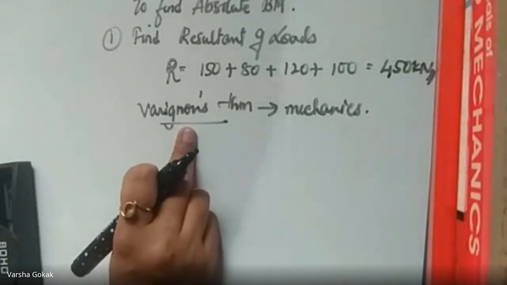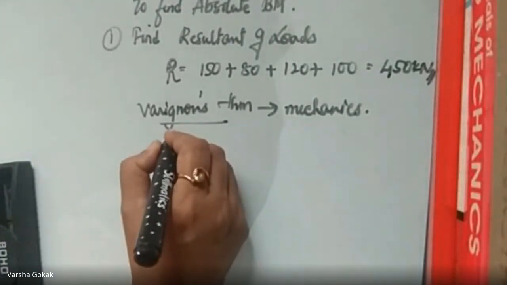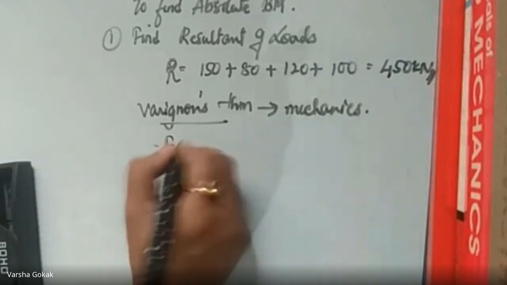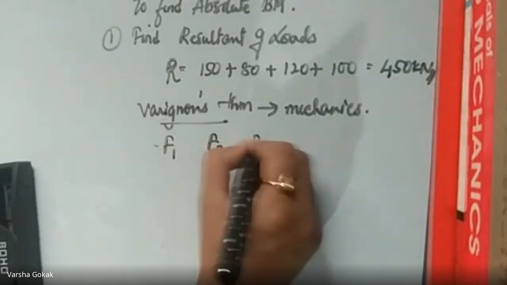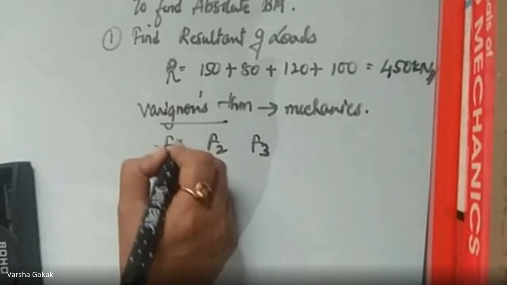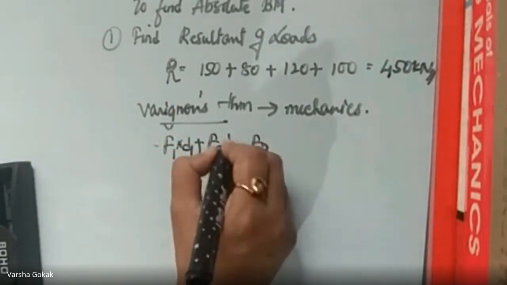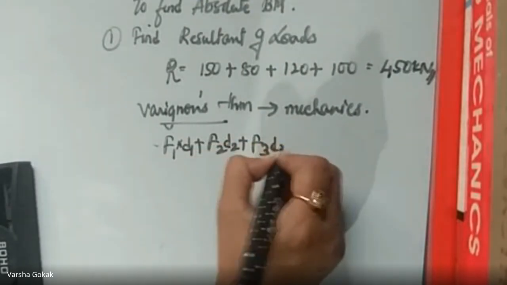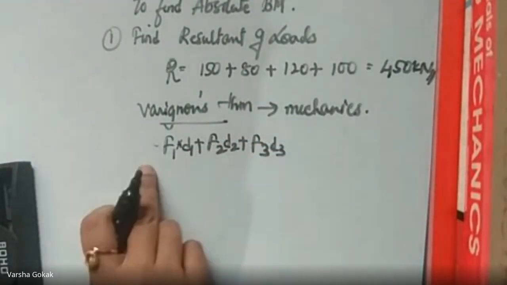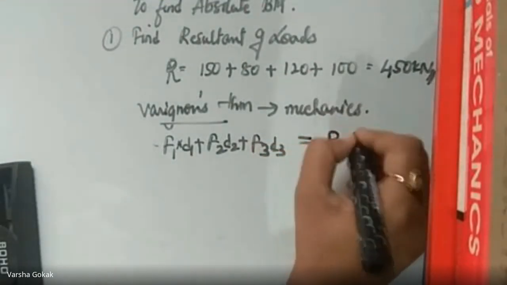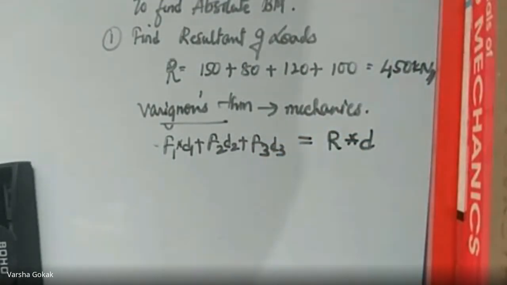What Varignon's theorem states is, you have n number of forces, F1, F2, F3, F4. Say F1, F2, F3 are three forces. You will take their moments about one point. So F1 into D1, F2 into D2, F3 into D3. You are taking their moments about one known point. It will be equal to the moment of the resultant about the same point.